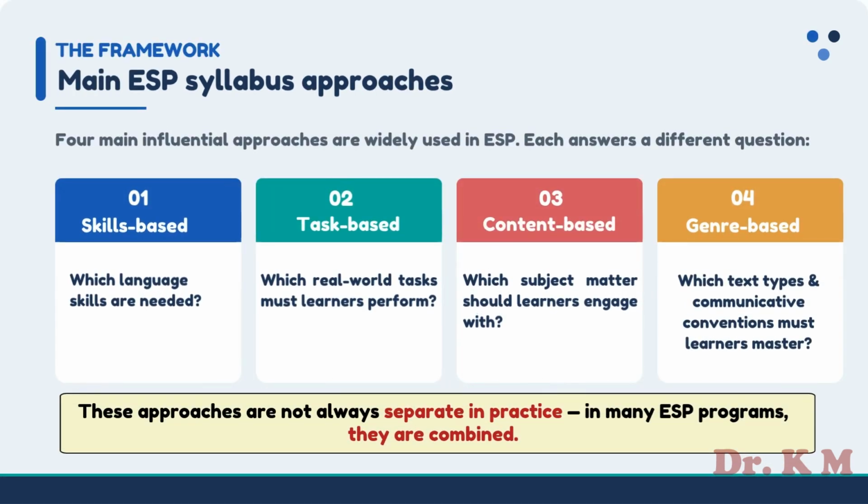Main ESP syllabus approaches. Four main influential approaches are widely used in ESP. Each approach answers a different question. Skills-based: which language skills are needed. Task-based: which real-world tasks must learners perform. Content-based: which subject matter should learners engage with. Genre-based: which text types and communicative conventions must learners master. These approaches are not always separate in practice. In many ESP programs, they are combined.